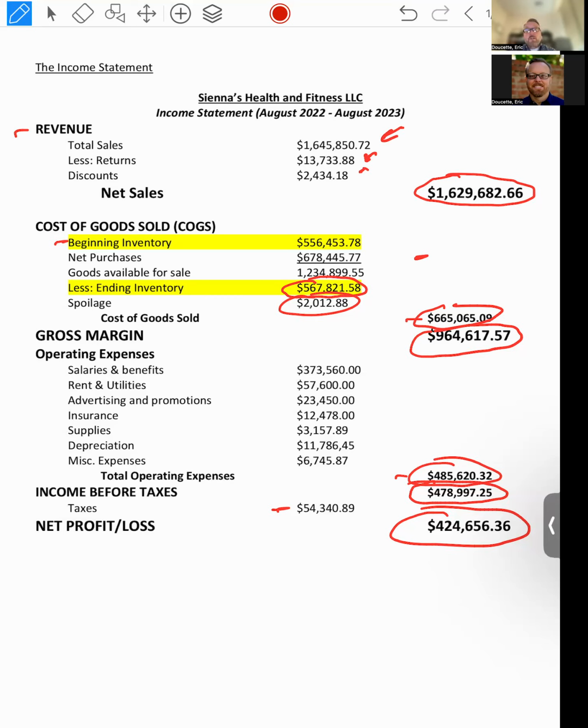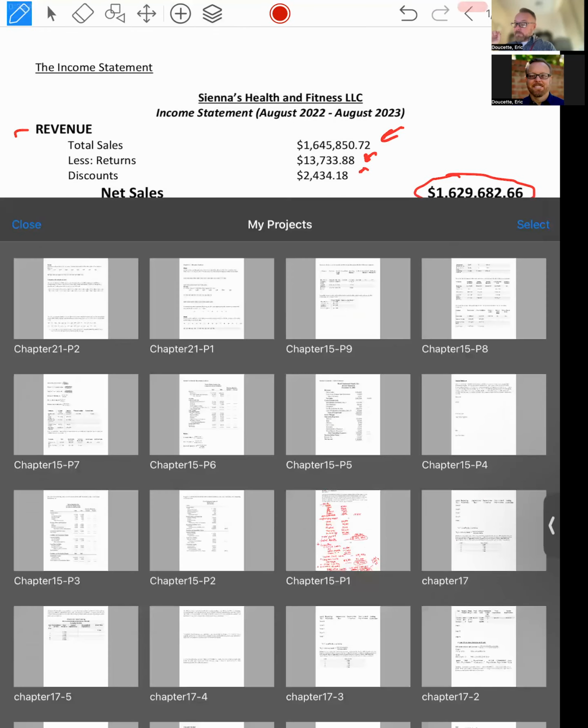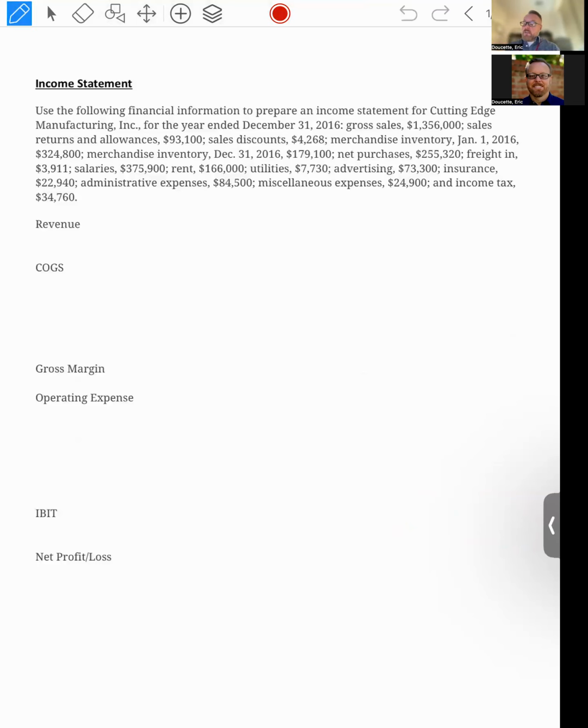So this is what we call an income statement, and there's an analysis both vertically and horizontally that you do on these, just like we did on the balance sheet. So I'm going to go ahead and open that page for you to look at. So back to this page. Here we have all of the data that we need for the income statement.